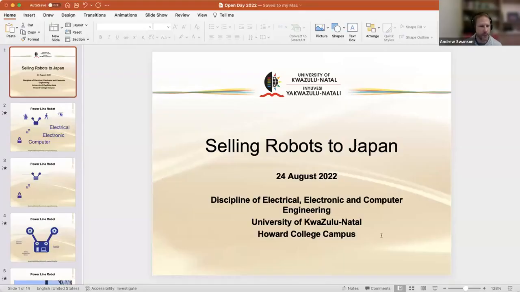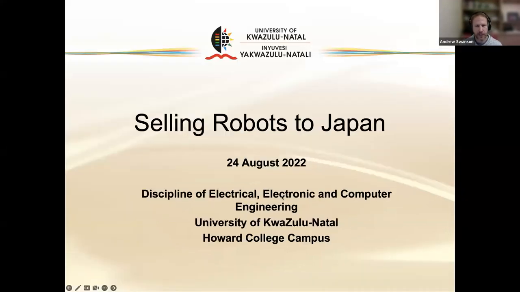Right, so that was quite cool. We've actually developed a robot that climbs along the power lines and looks for any defects. So it means hopefully a contribution to the end of load shedding in the future. But I've got a presentation, and I'll show you a little bit about how each discipline fits into this. So we've got the disciplines of electrical, electronic, and computer engineering, and we'll have a look at how they each fit in.